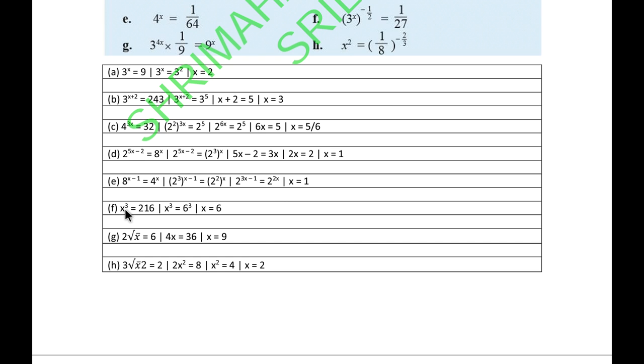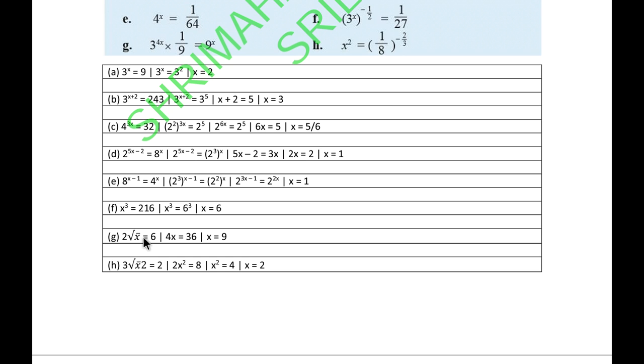Then x to the power 3 equals 216. So x to the power 3 equals 6 to the power 3, because 216 you can write in base 6, right? So here 3 equals 3. If the powers are equal, by the converse theorem the bases should also be equal to each other. Then x equals 6.